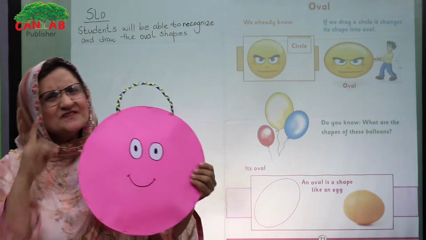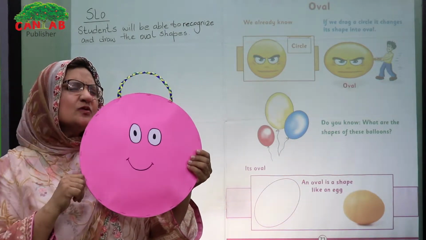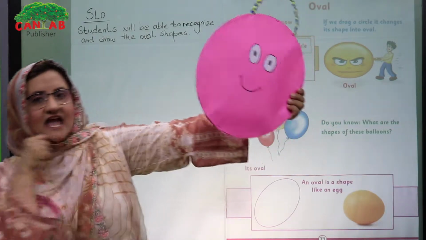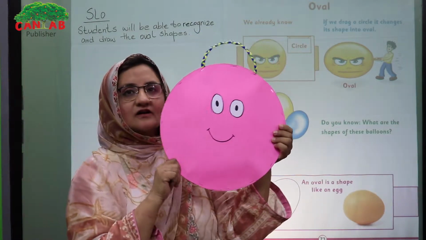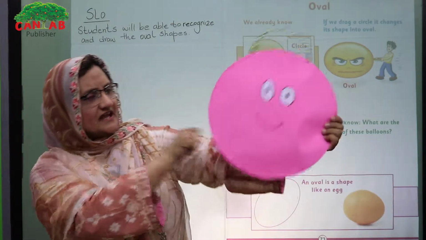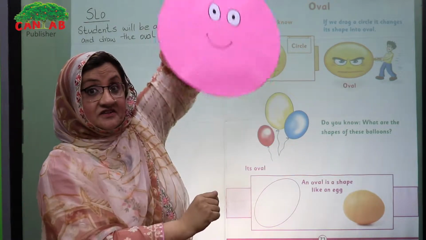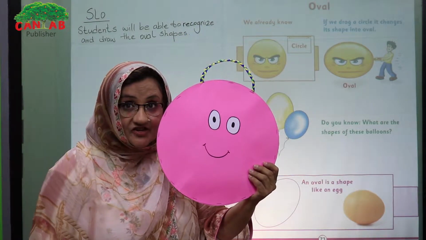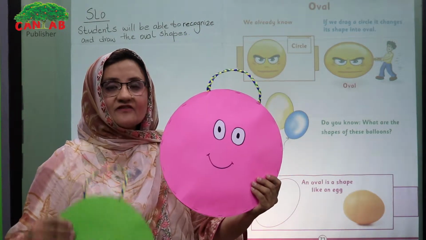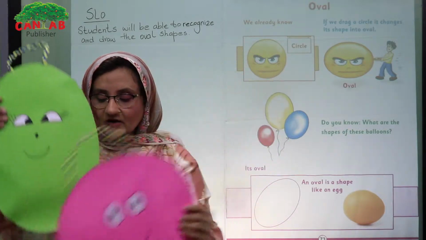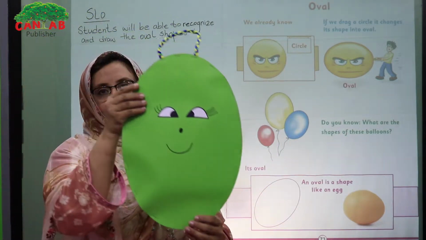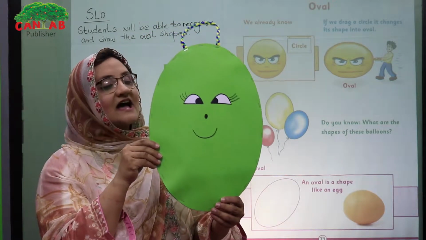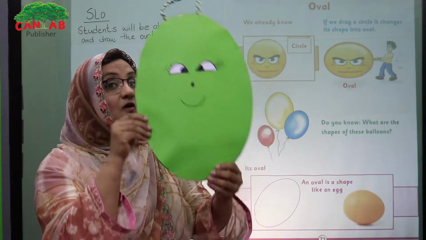And can you please think for a while, what would happen if we drag the shape of a circle? We can drag like this. What would happen? Yes, it will definitely change its shape and we will have another shape called oval. If we drag the shape of a circle, we have another shape called oval.